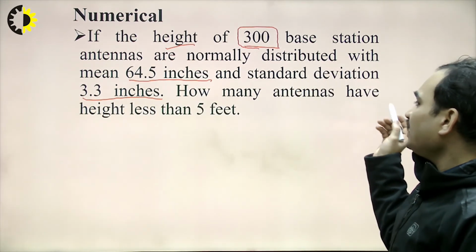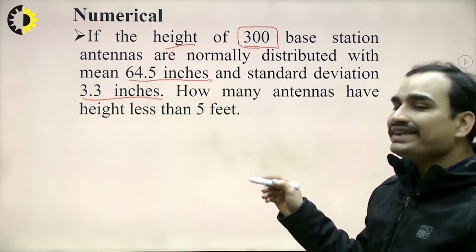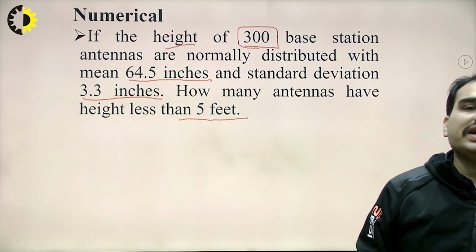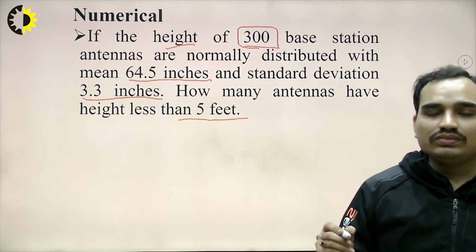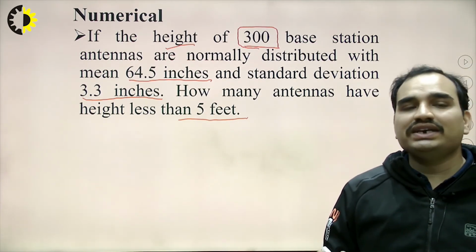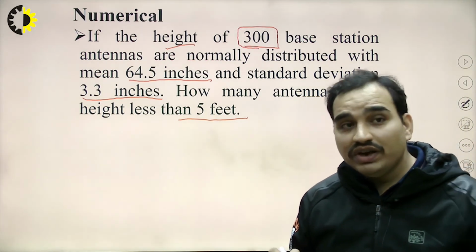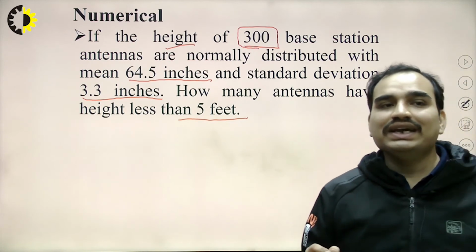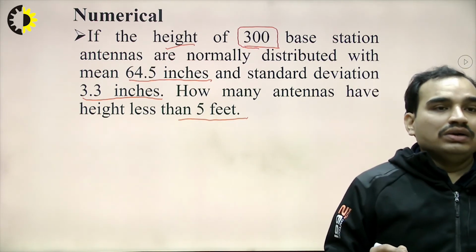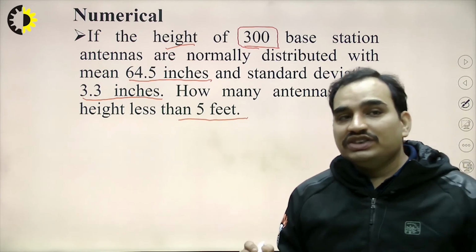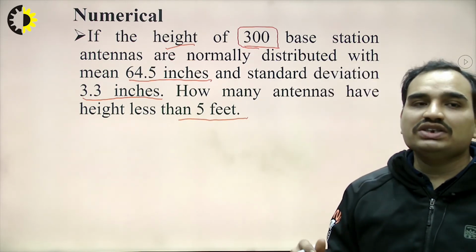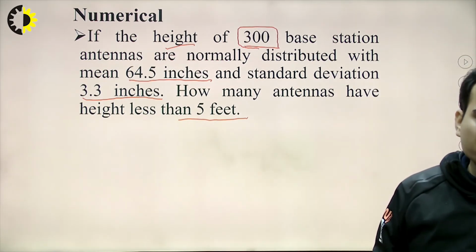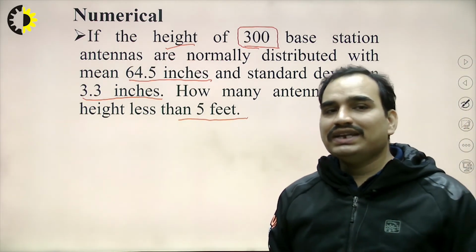So how many antennas have a height less than 5 feet? We have to find the number of antennas that have a height less than 5 feet. First we have to find the probability that x is less than 5 feet. 5 feet in terms of inches: 12 times 5 is 60, because in 1 foot we have 12 inches, so it is 60. So we have to find the probability that x is less than 60.